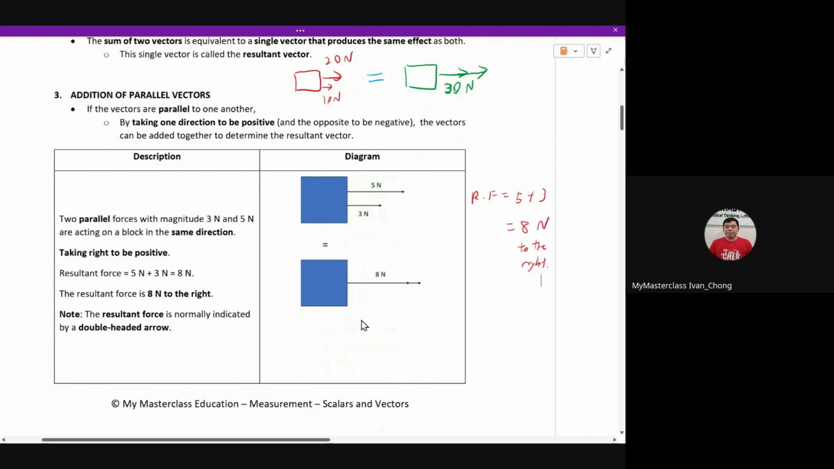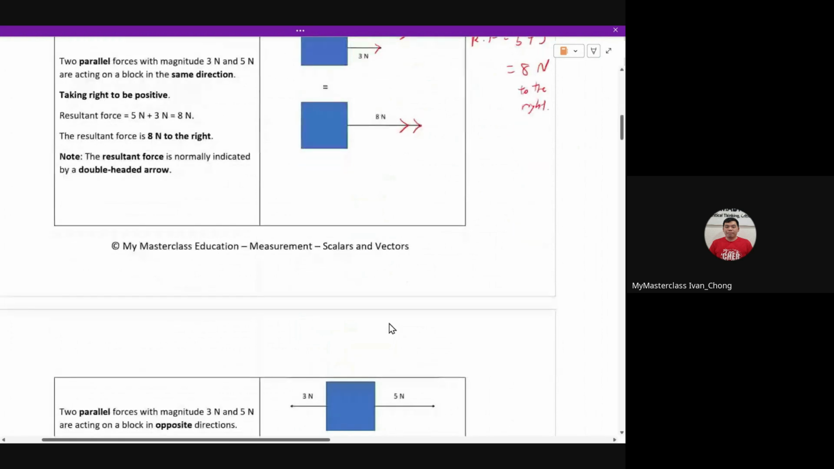If you notice, normally for a single vector, we have one arrow each, right? But for your resultant, because it's the sum of two vectors, you actually have two arrows. So for resultant vectors or resultant force, you have double arrows because you're adding up two different vectors. So how do you show it? Just write double arrow.